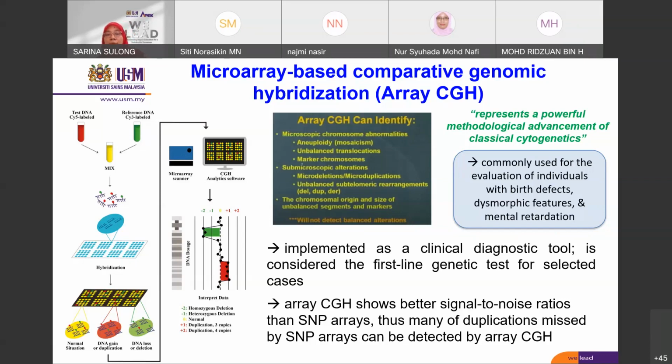Array CGH actually shows better signal to noise ratios than SNP arrays. Thus, many of the duplications missed by SNP arrays can be detected by array CGH. And nowadays, it's commonly used for the evaluation of individuals with birth defects, dysmorphic features, and also mental retardation.